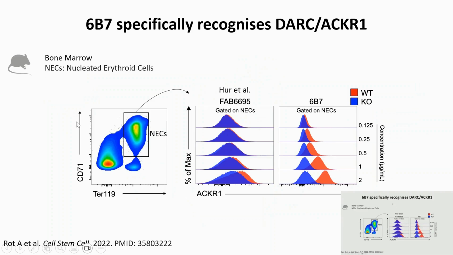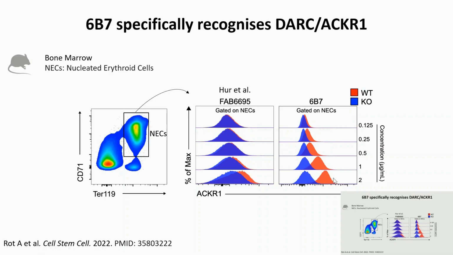To do that, we used erythroid cells from the bone marrow of the mouse, and by flow cytometry it is relatively easy to identify these cells as they co-express CD71 and TER119, as you can see here. Then we stained these cells with the antibody used by Hu et al. and the 6B7, and we tested different concentrations for each antibody.